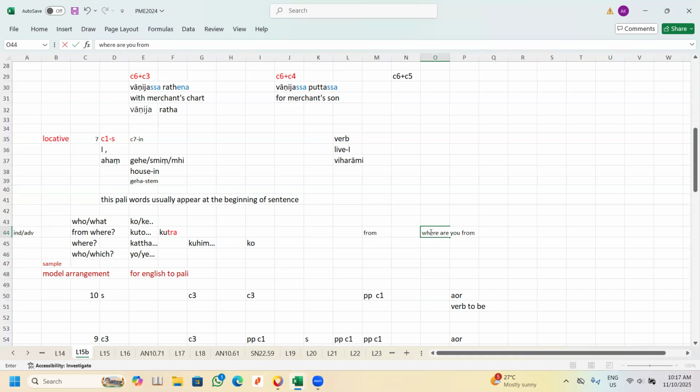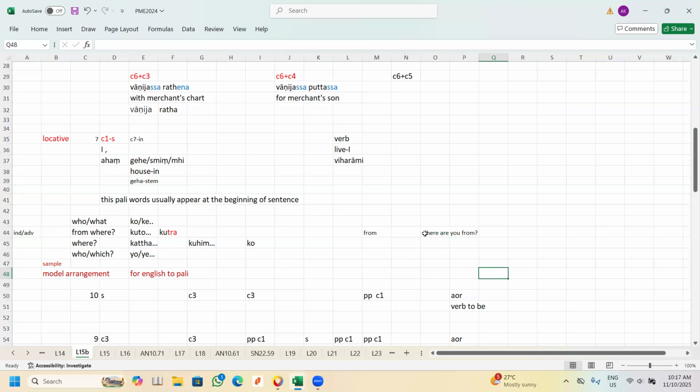If you look for English, where are you from? You are asking in English, where are you from? You cannot find the word from in Pali because Pali doesn't have the word from. You only have the ending. So in this case, you should most likely use from where? Kuto. You should use the word kuto or kutra.